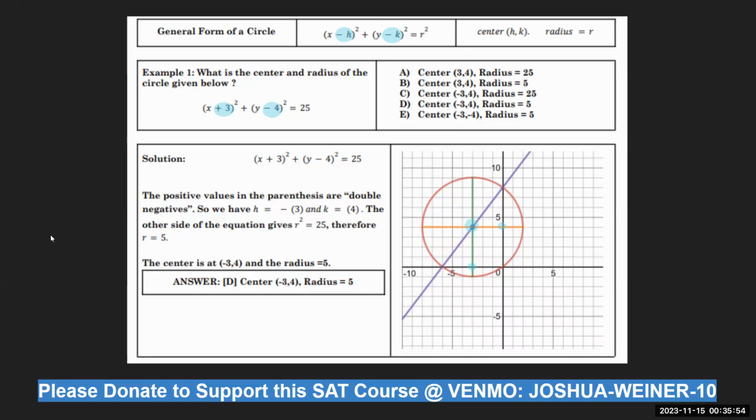Go to our arrows, you can see that better. There's negative 3, and there's positive 4 pointing to this exact location of the center. Finally, remember 25 is the radius squared. So r is the square root of 25, or 5. So we can eliminate this one because r is not 25. And then we can eliminate the others because the center is not (3, 4). And the center is not in quadrant 3, it's in quadrant 2, as you can see in the picture. Correct answer was D. We're up here in quadrant 2. So the center is (-3, 4), and the radius was 5.